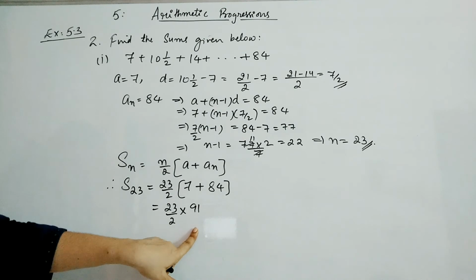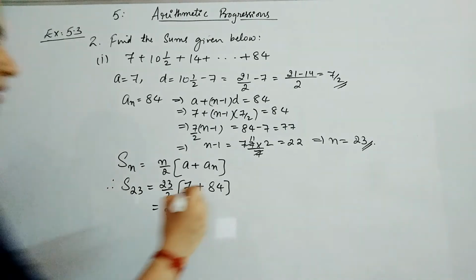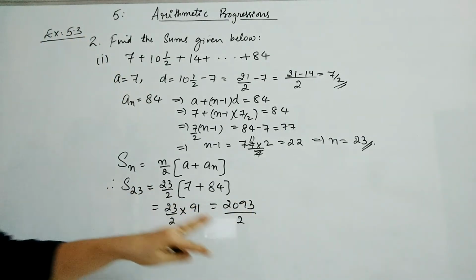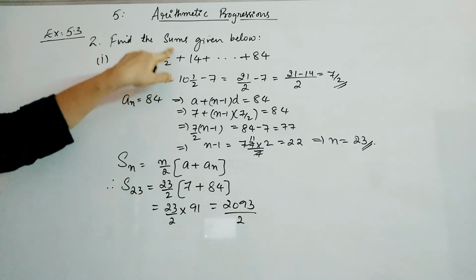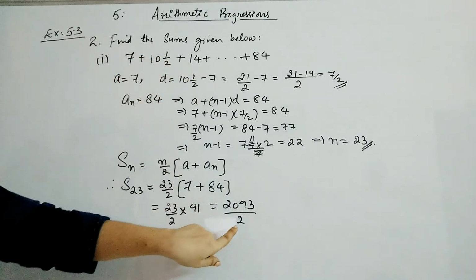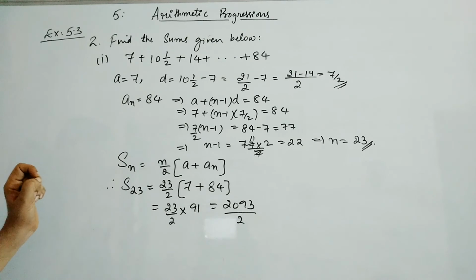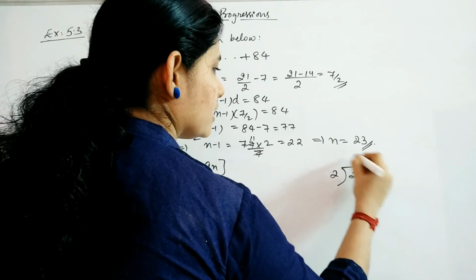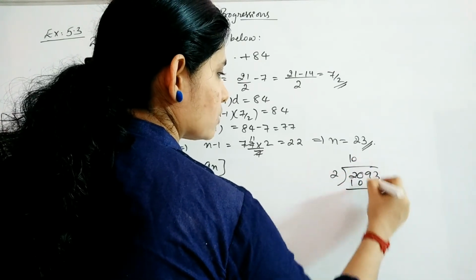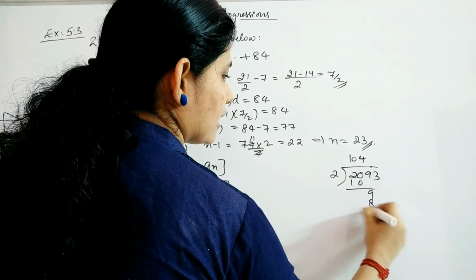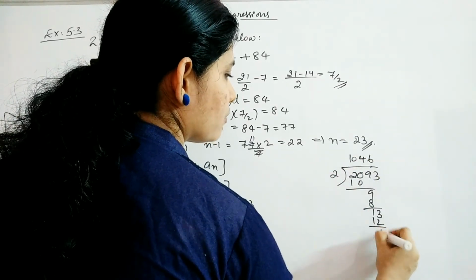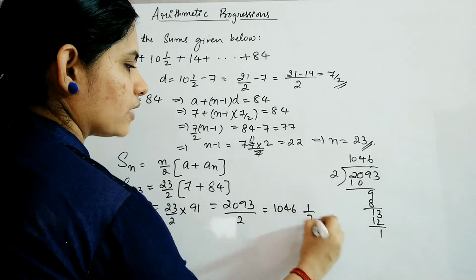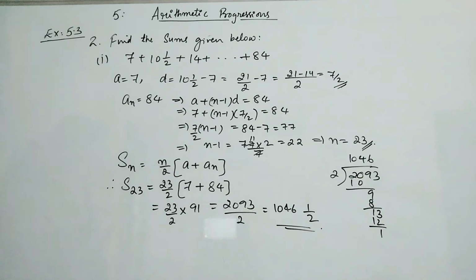Now 23 into 91 will give you 2093 divided by 2. Now again, since you have mixed fractions in the sum itself, you can make this term also in that mixed form. So what will you get? 2093 divided by 2 will give you 1, then 0, then 9, 4 are 8, 13, 6, 12, 1. So how can you rewrite this? 1046 and 1 by 2. So this is your sum of 23 terms.